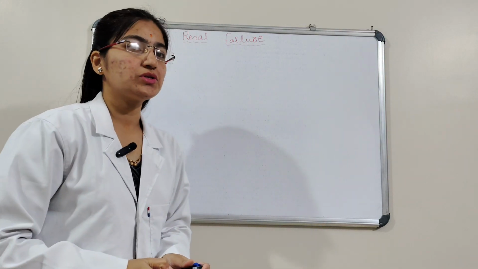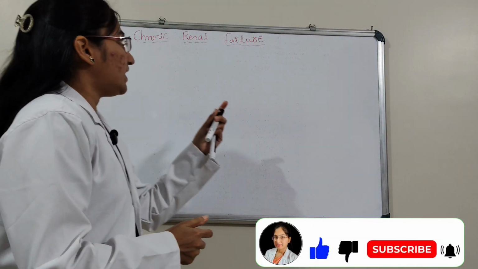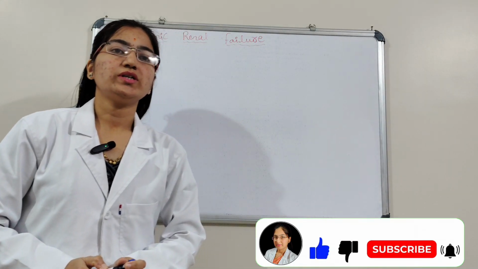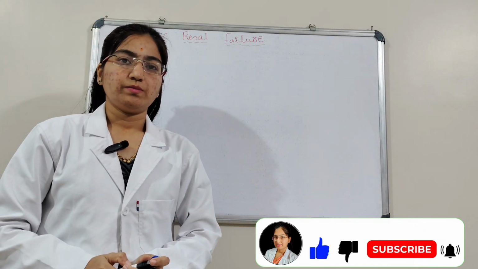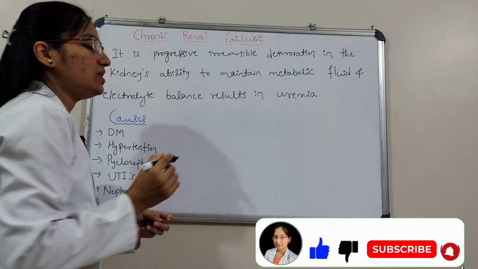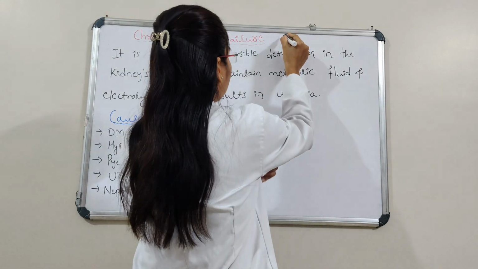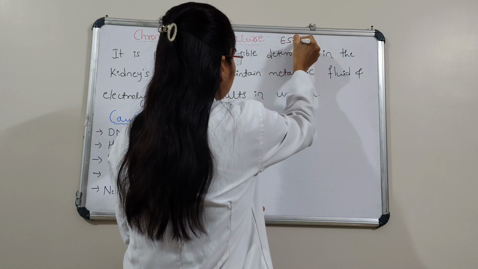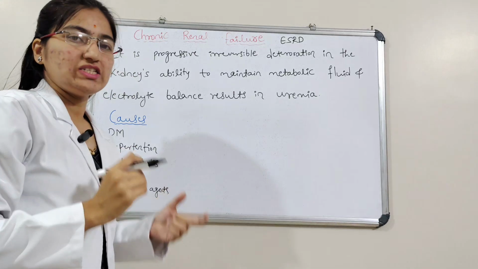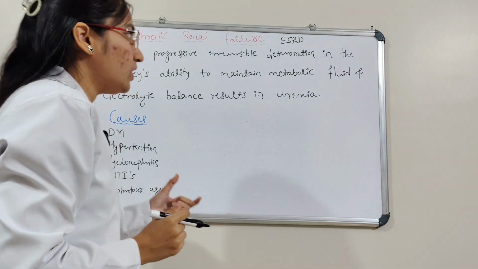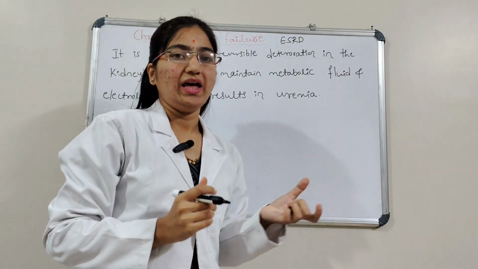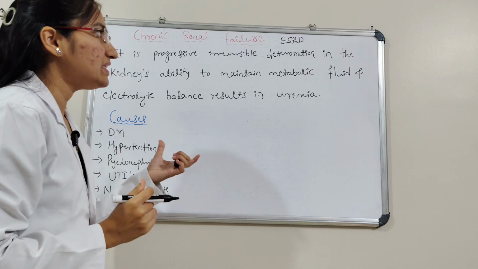In this class, we are going to discuss chronic renal failure. Last class, we had discussed acute renal failure. Chronic renal failure is also called ESRD, that is end stage renal disease. We'll see what is chronic renal failure. What is ESRD? We'll see.